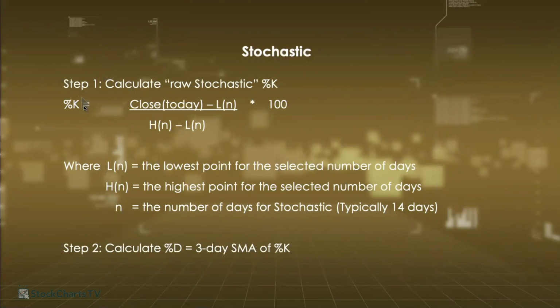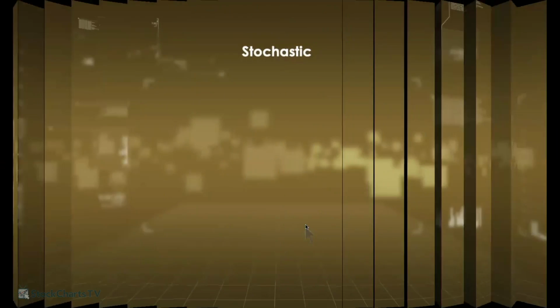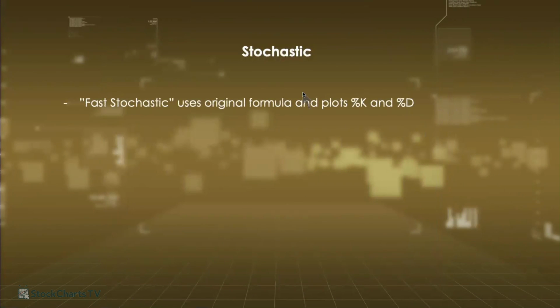So step 1, we calculated the %K. Step 2, we calculate the %D, and that is the 3-day simple moving average of the %K. So like I said, we're smoothing out %K, and that's how you would do that. So next to be understood: the fast stochastic, because you'll notice that you can use a fast stochastic or a slow stochastic or full stochastic on the chart. So a fast stochastic basically uses that original formula for %K and %D.